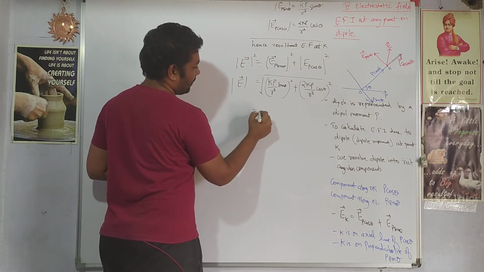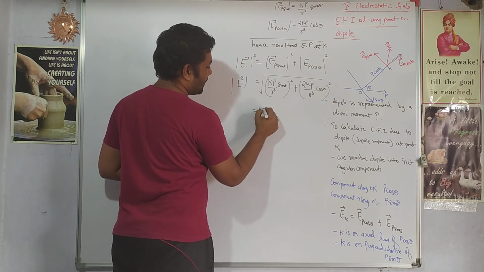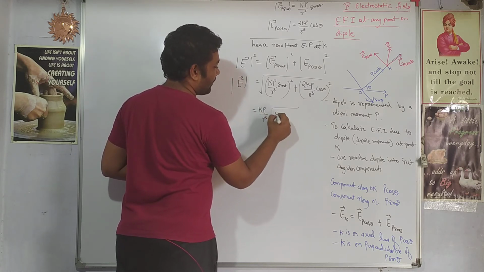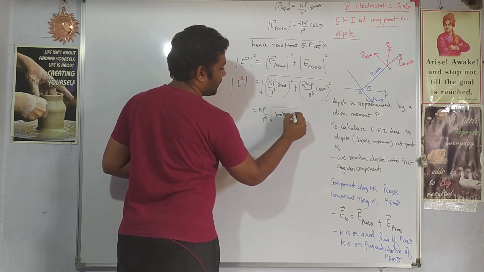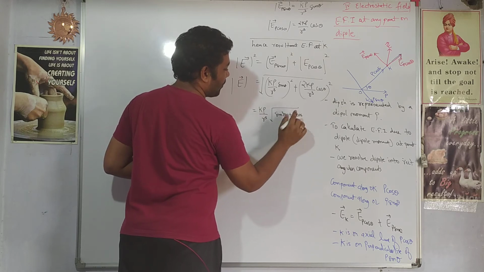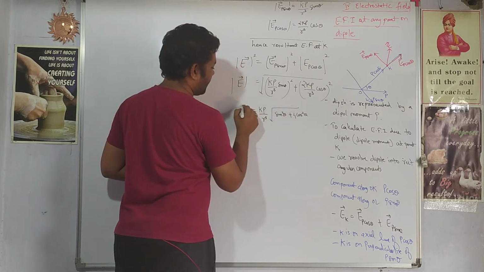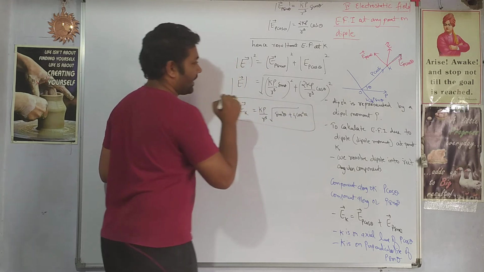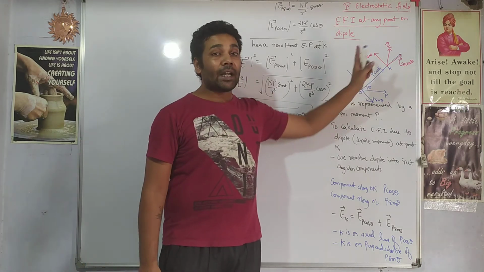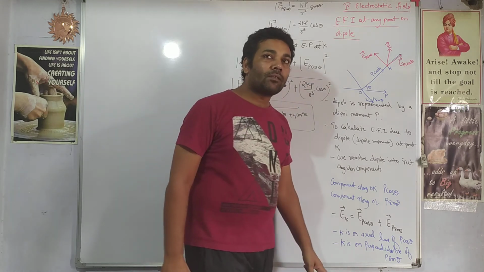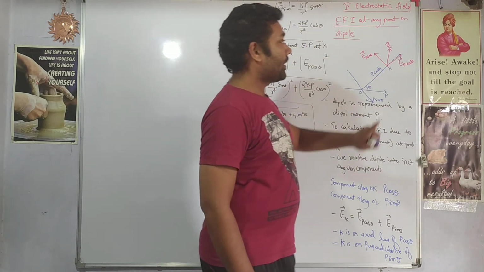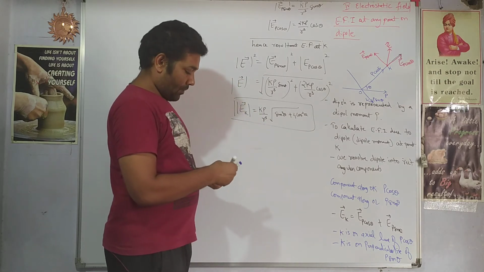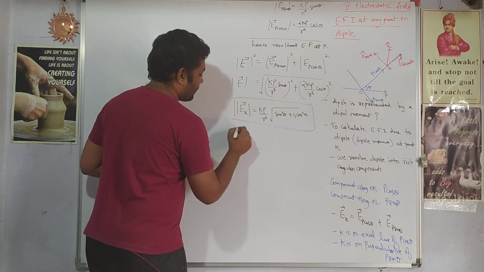Simplifying this further, it will leave Kp by R cube outside the square root, and within the square root I will have sin square theta plus 4 cos square theta. This is the electric field at point K. This is the value of the electric field at the point K, right? Magnitude. Now coming to the direction. What will be the direction?